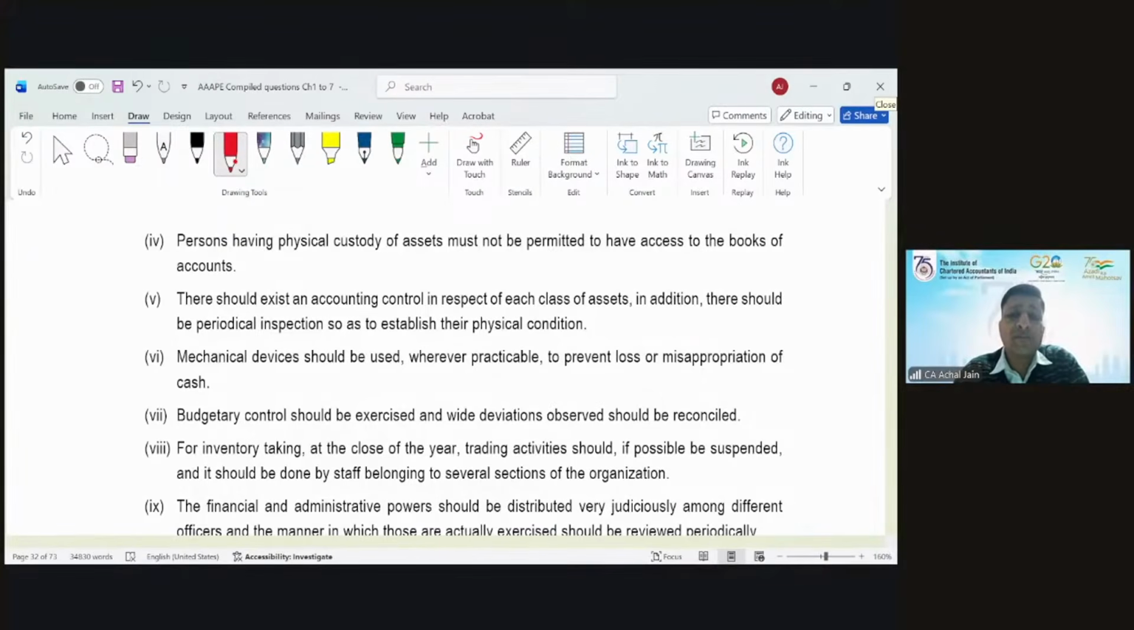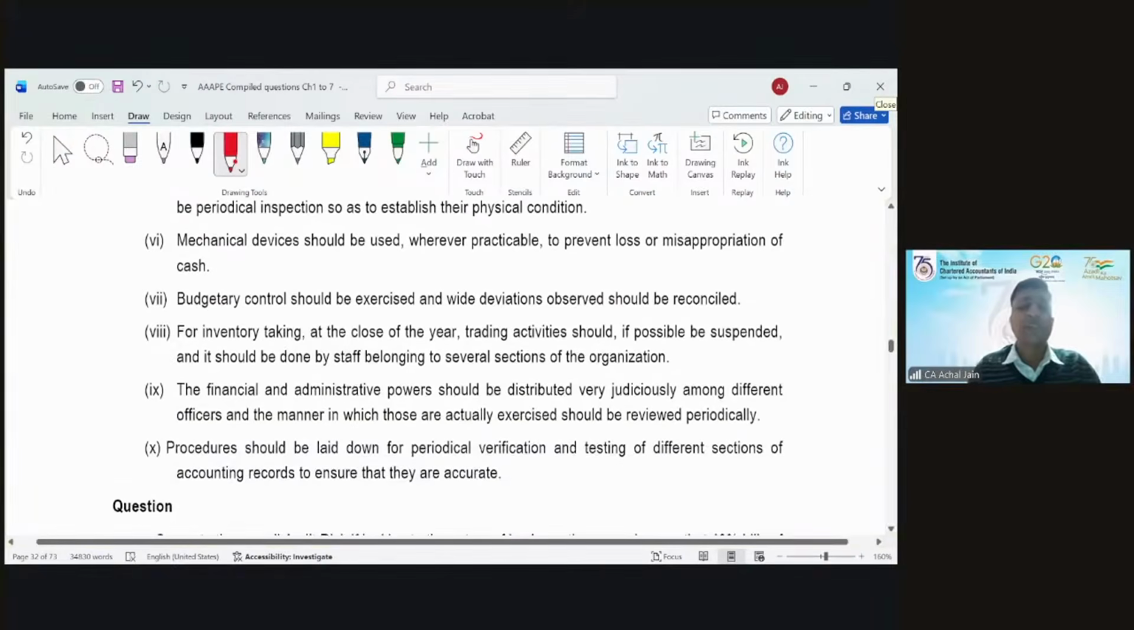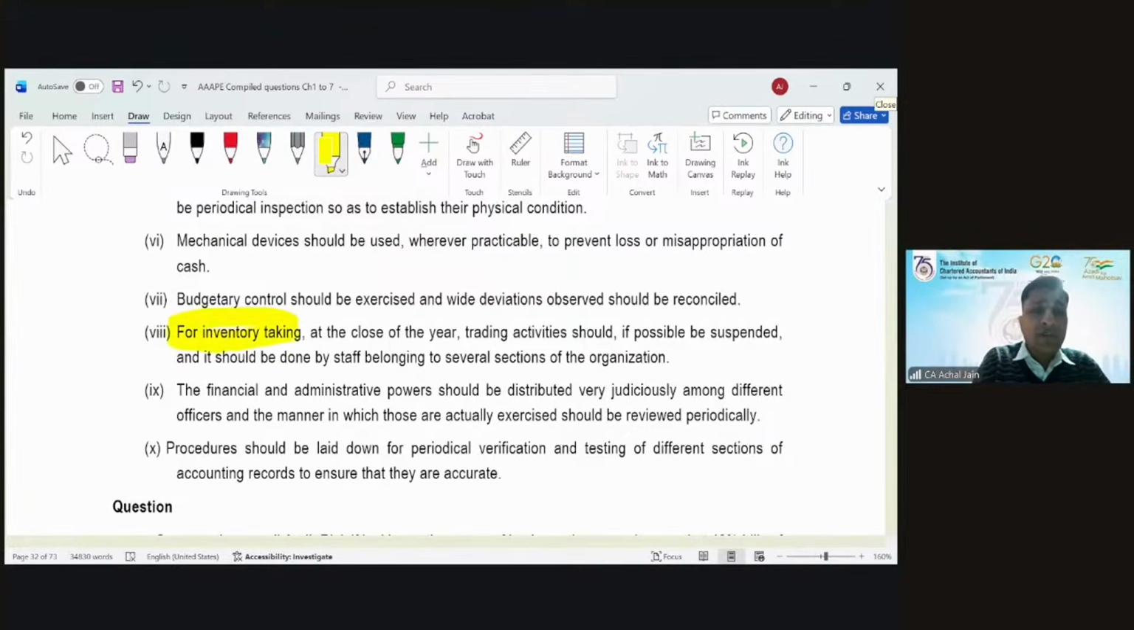Mechanical devices should be used wherever practicable to prevent loss or misappropriation of cash. Budgetary control should be exercised and wide deviations observed should be reconciled. For inventory taking, what is inventory taking? Physical verification. That is what you call stock take or inventory taking at the close of the year. Trading activities should, if possible, be suspended, and it should be done by the staff belonging to several sections of the organization. Okay, so different persons are coming in.